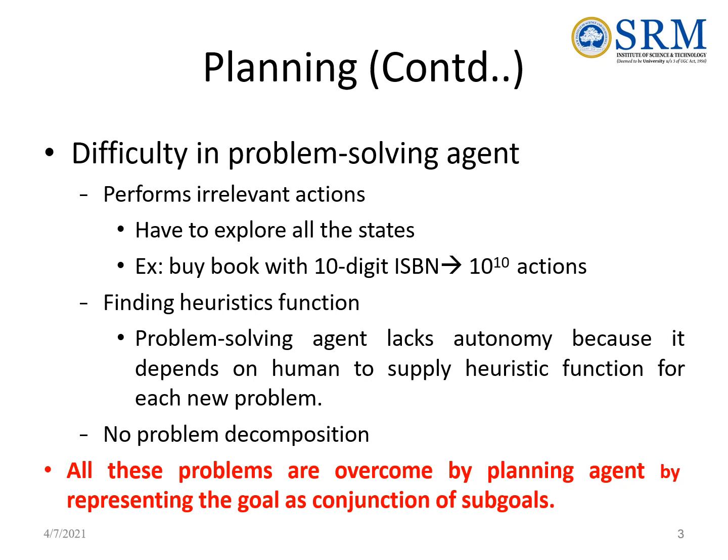So another difficulty is finding heuristic functions. Problem solving agent lacks autonomy because it depends on human to supply heuristic functions for each and every new problem. Another difficulty is no problem decomposition. All these problems are overcome by planning agent by representing the goal as conjunction of subgoals.